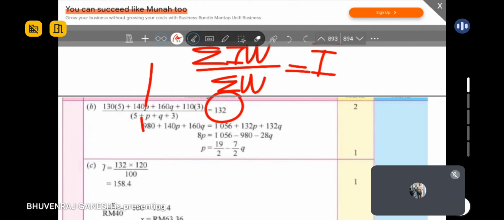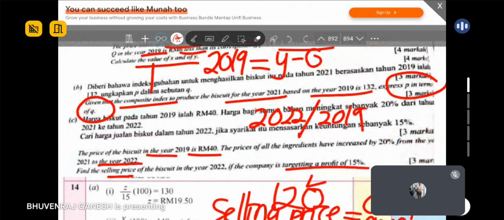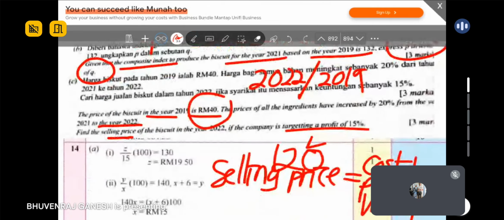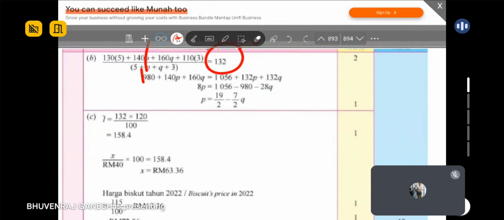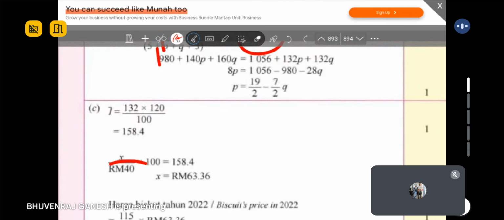Alright, then kamu kena cari harga bagi semua material, all the item. Okay, so they tell you all the item 2019 adalah RM40. So now kita nak cari for 2022, apa harga semua bahan pula? What is the total price for all the item in 2022? Okay, so kamu bagi simbol lah. You just give a symbol of X untuk 2022, 2019, RM40. Jawapan dia adalah yang ni, 158.4, index gubahan. Okay, so you will get the price.